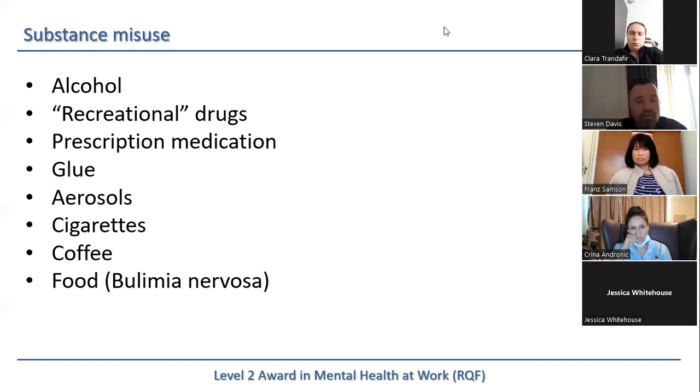If we were to do a neurological assessment, so if we were to shine the torch in the eyes, we'd be looking at the dilation of the pupils. If we've got slow reacting pupil dilation, it would probably be an indication of substance misuse.